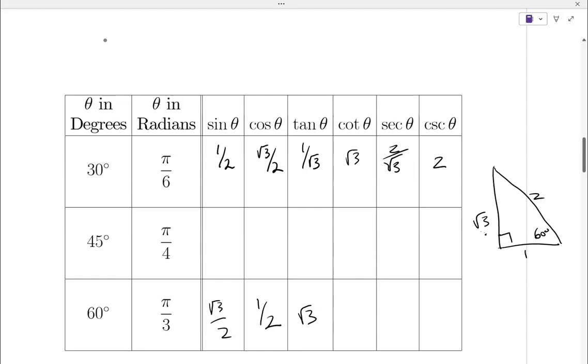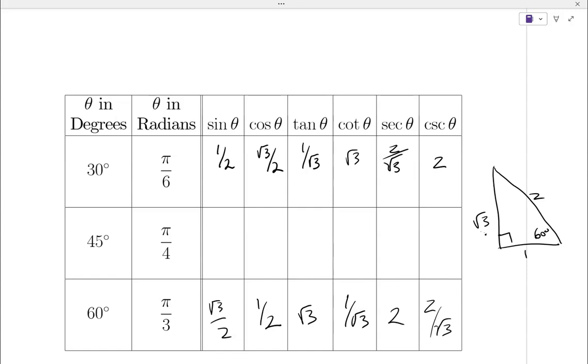And now that we have those, we can figure out the other ones by doing the reciprocals, right? For cotangent, we're going to get what? 1 over root 3. For secant, we'll get 2. And for cosecant, we'll get 2 over root 3. Good. Is this okay?